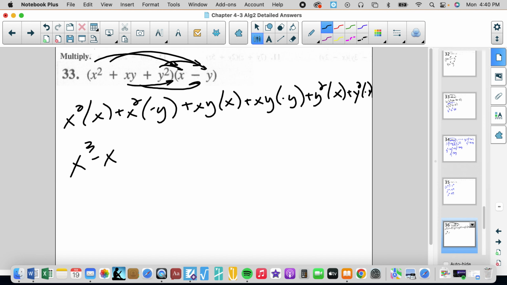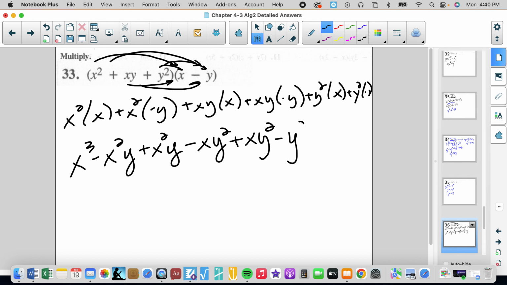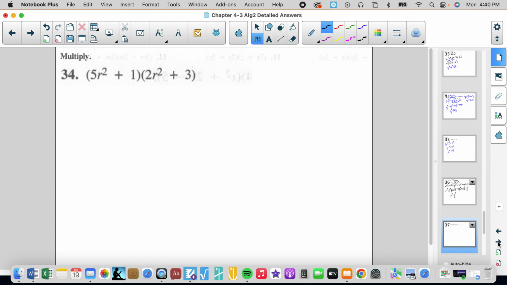X to the third minus x squared y plus x squared y minus xy squared plus xy squared minus y cubed. These cancel, x cubed minus y cubed. That is going to be a special template going backwards. When you get the difference of cubes, it'll produce that template above that you started with. A little FYI, a little flash forward for you.